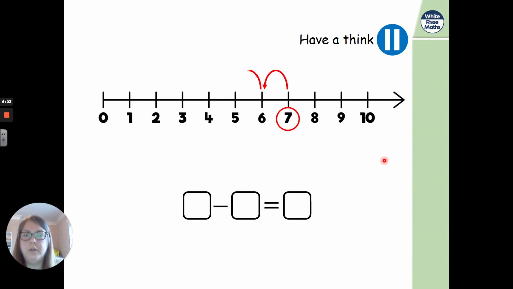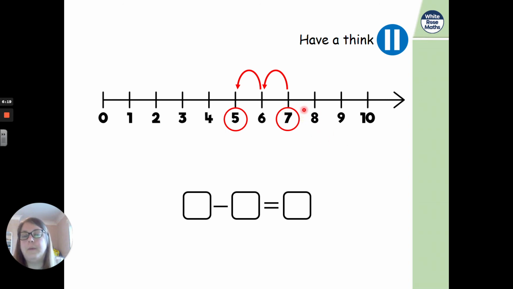I'm going to do 1, 2. Oh, what would my number sentence be then? Have a little think. This is a little bit tricky, this one, isn't it? I've done it a different way. What would my number sentence be for this picture?